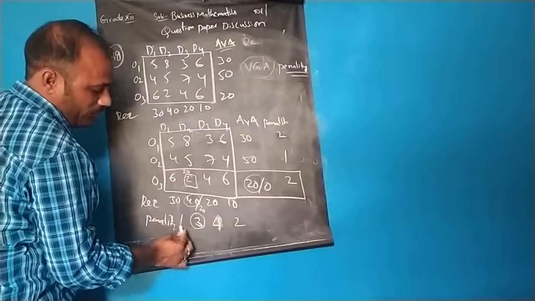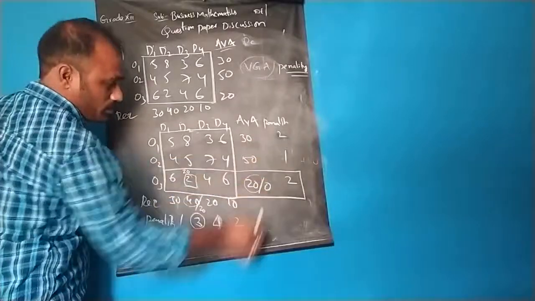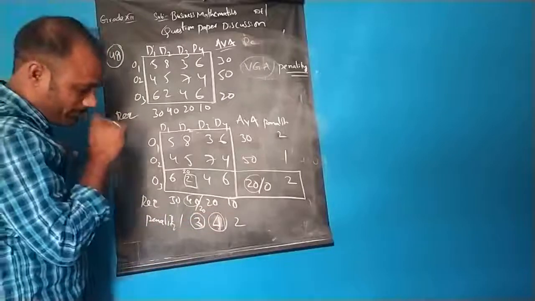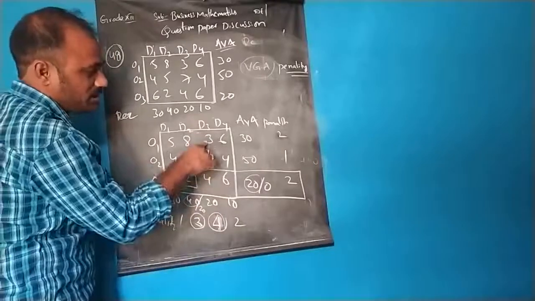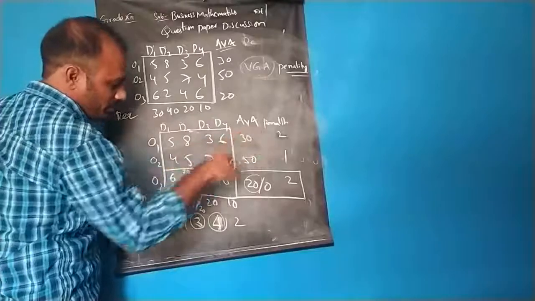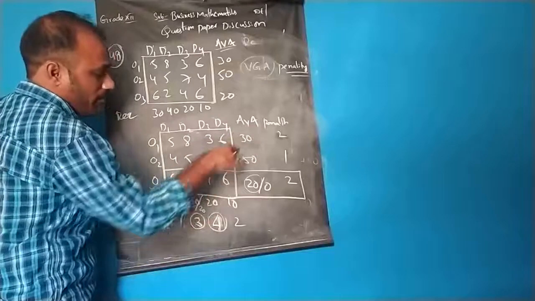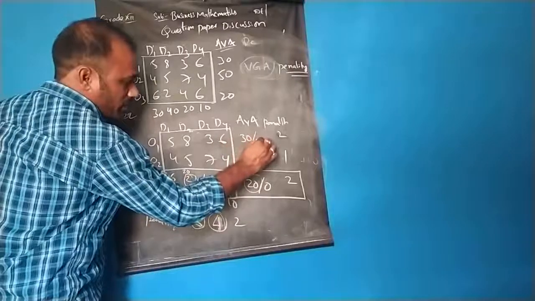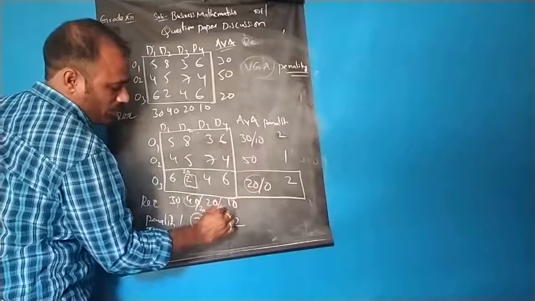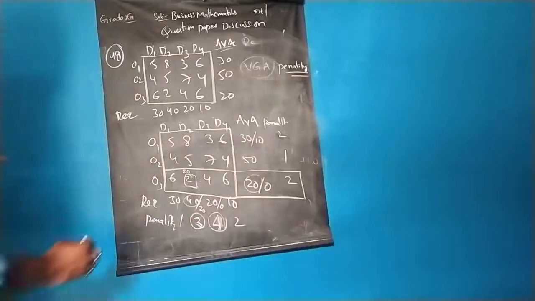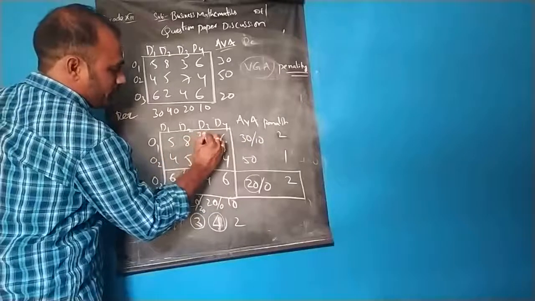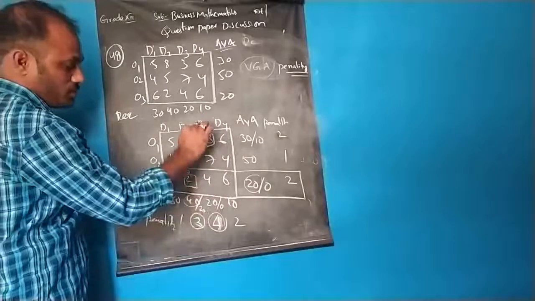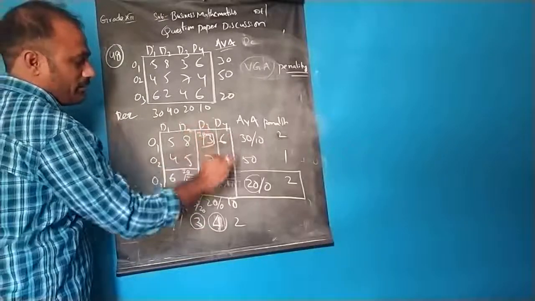So now we are left with 1, 3, 4, 2 and 1, 2. Among these, the highest penalty is 4 here. In this column, if you observe, 3 is the smallest number, so this 3 is related to 30 and 20. What is the minimum of 20 and 30? 20 is the minimum number. 30 minus 20 is 10. Here 20 minus 20 is 0. So here we need to mention 20. Since we got 0, this total column is eliminated.